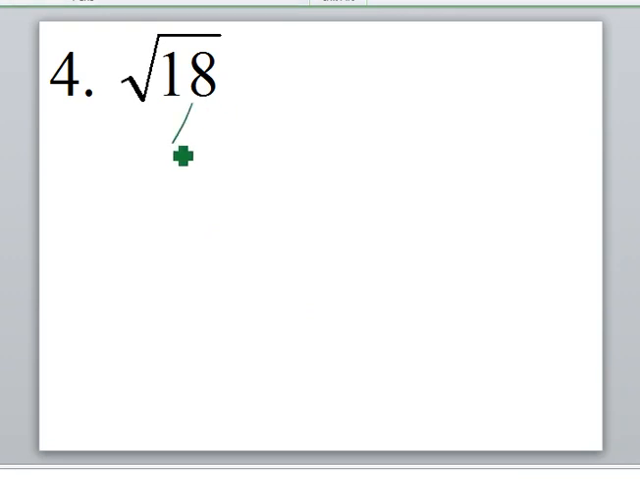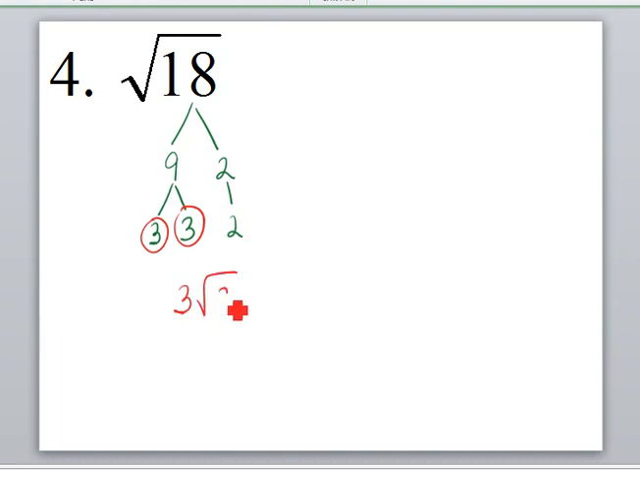In this example, I could do 9 times 2 or 6 times 3. I'll just go ahead and do 9 times 2. The square root of 9 is 3 times 3, because the 9 breaks down into 3 times 3. And then I have this 2. Look for pairs. So the 3 comes on the outside. The 2 does not have a pair, so it stays underneath the square root.